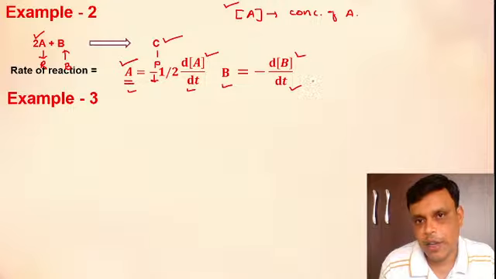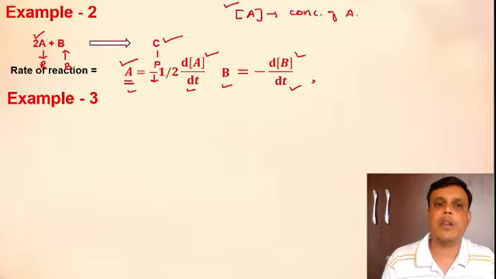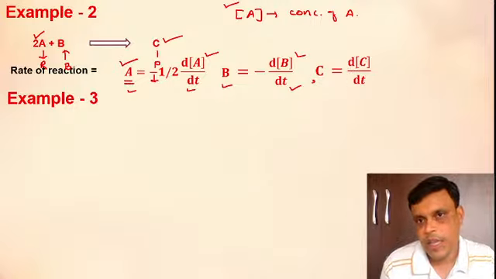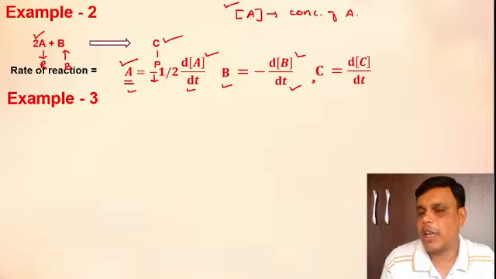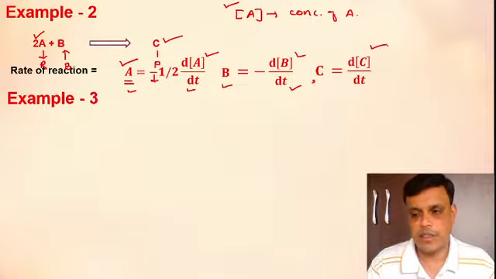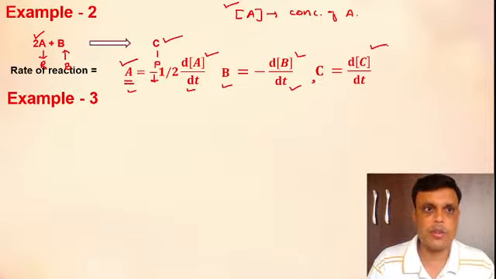Now we will write the rate of reaction with respect to the product, that is C. So here C is equal to d concentration of C by dt. Here there is no negative sign, which means plus sign is there. And why is the plus sign there? Because the concentration of C increases. C is appearing on the product side, that's why the positive sign is there. So this is your example number 2.